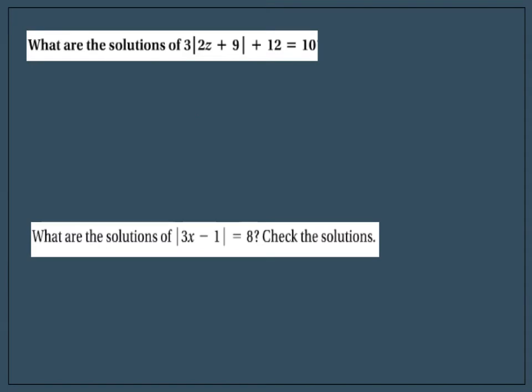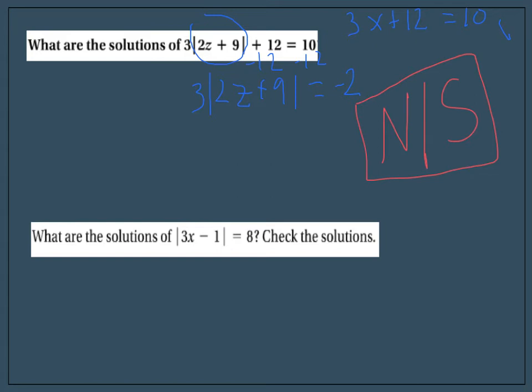Okay, now I have to solve this, and there's a lot going on here. But again, the first thing you want to do is solve for this absolute value sign first. So you could rewrite the equation so it looks like this. So the absolute value sign is like my x right now. I'm going to first subtract 12 from both sides of my equation, and I get 3 absolute value of 2z plus 9 is equal to negative 2. So then the answer here would be, again, no solution, because I have a negative 2 right here. Absolute value can't be negative 2, because even if I divide by 3, I would still get that an absolute value would be equal to negative 2/3, which is not possible.